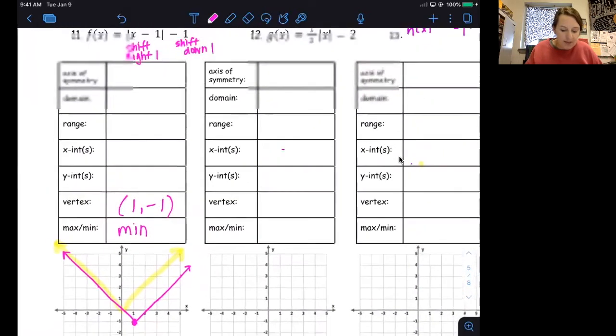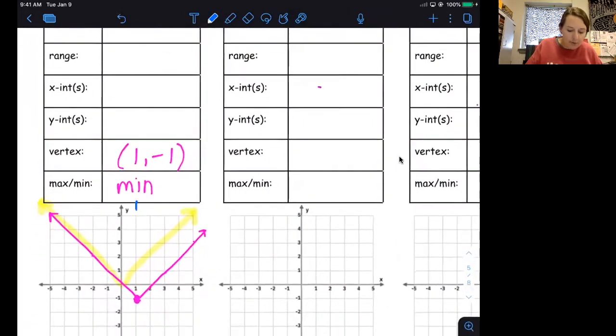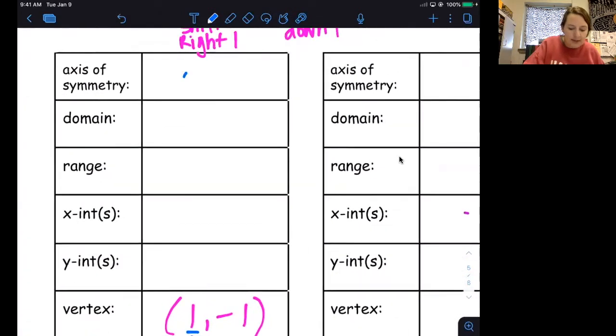Working from the top down, my axis of symmetry did change because my axis of symmetry is now through x equals 1, not x equals 0. So it always goes through the x value of your vertex. So my axis of symmetry is x equals 1.